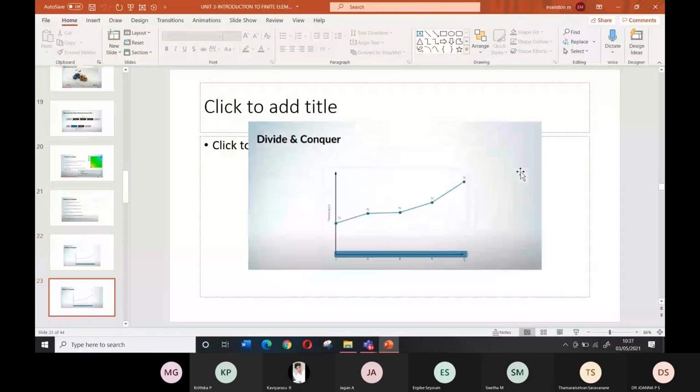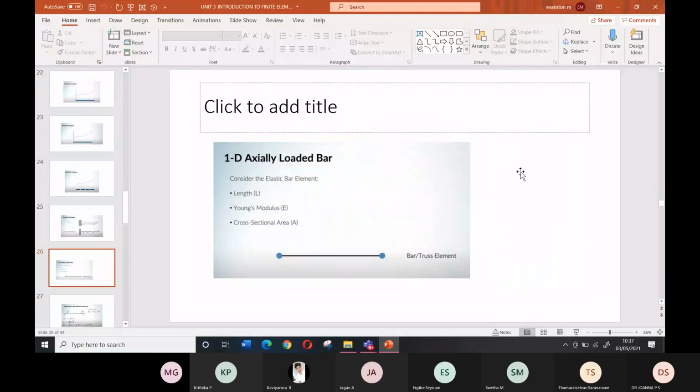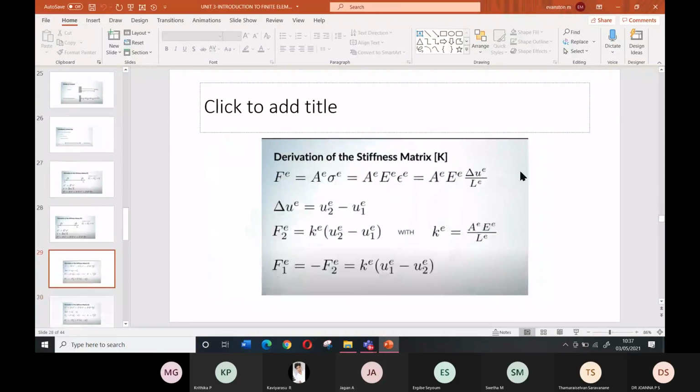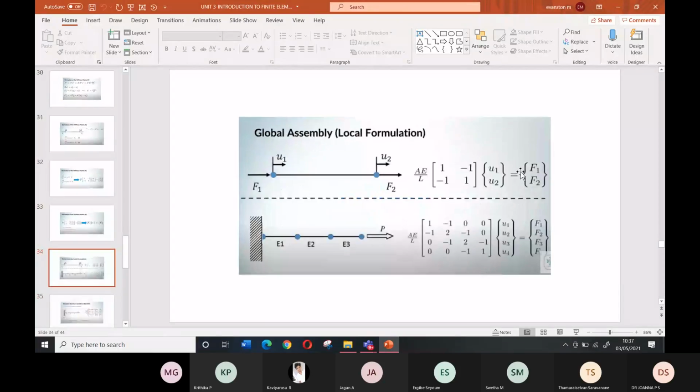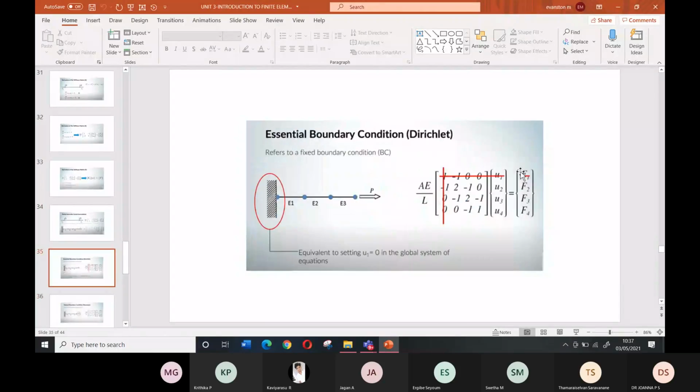So all these things I have explained. There are different boundary conditions. One is the Dirichlet boundary condition, which we call the essential boundary condition. Dirichlet boundary condition is otherwise called the essential boundary condition.